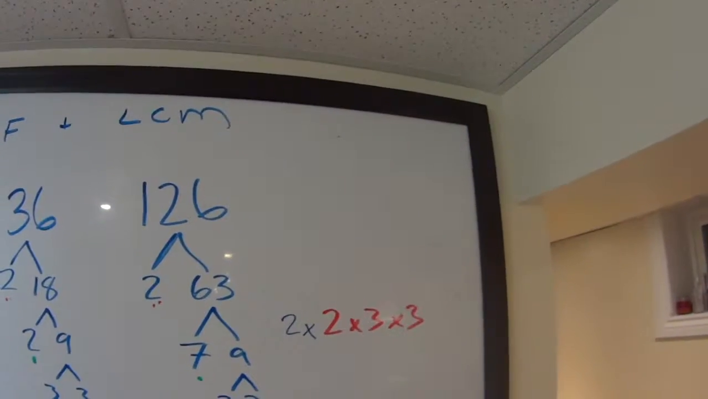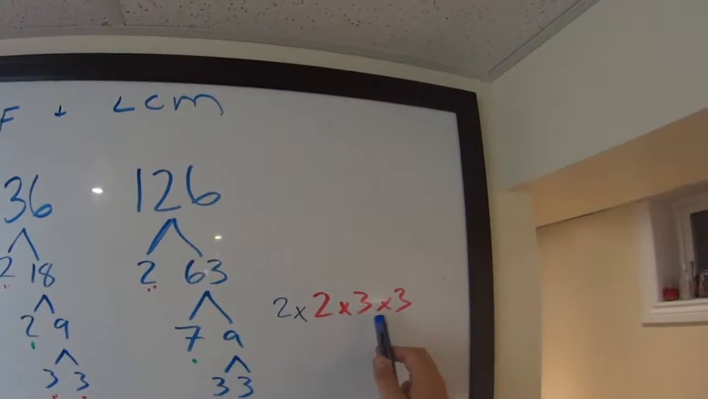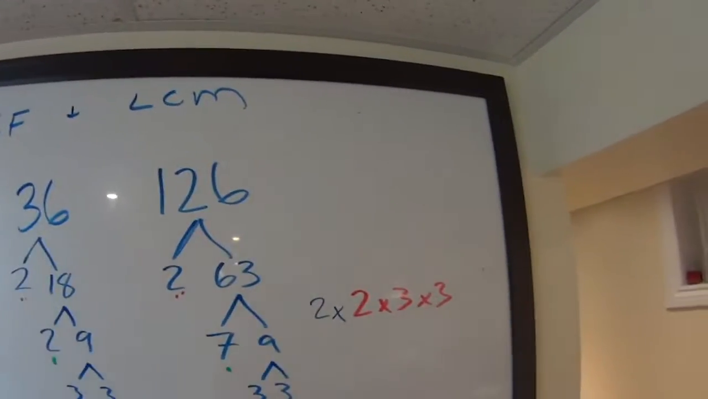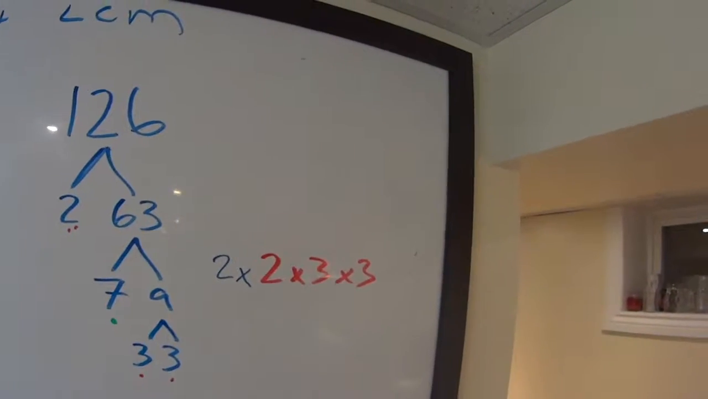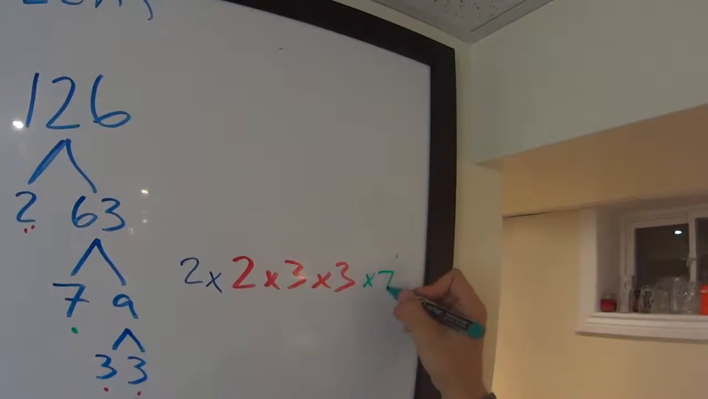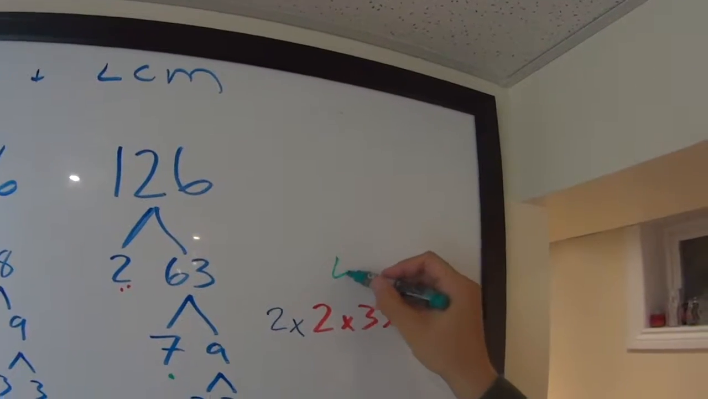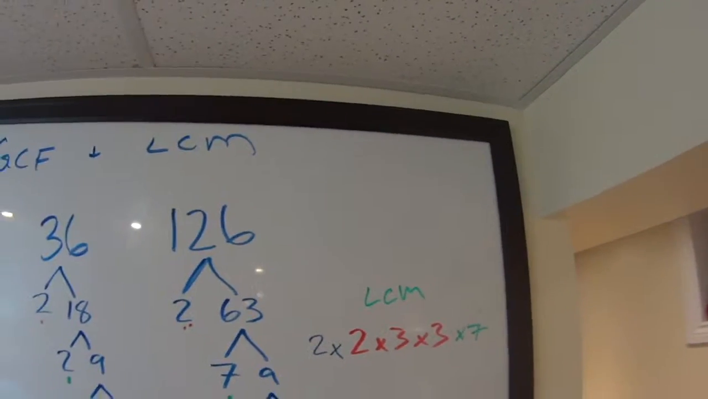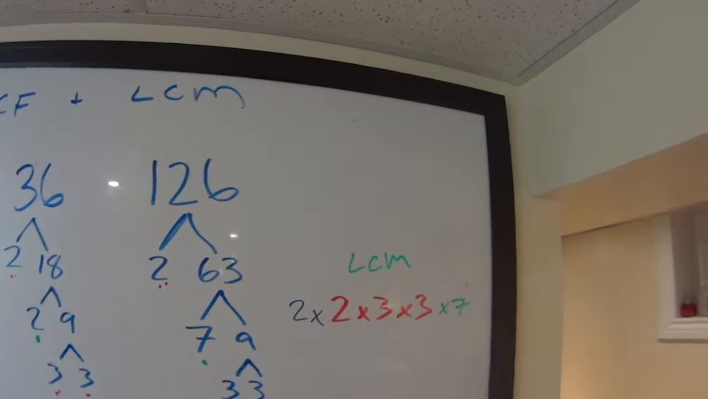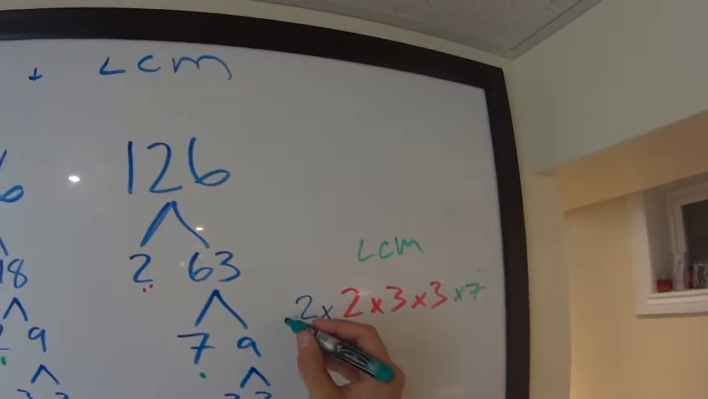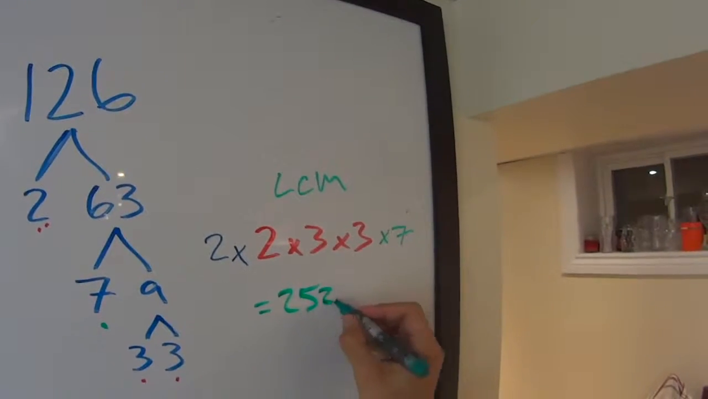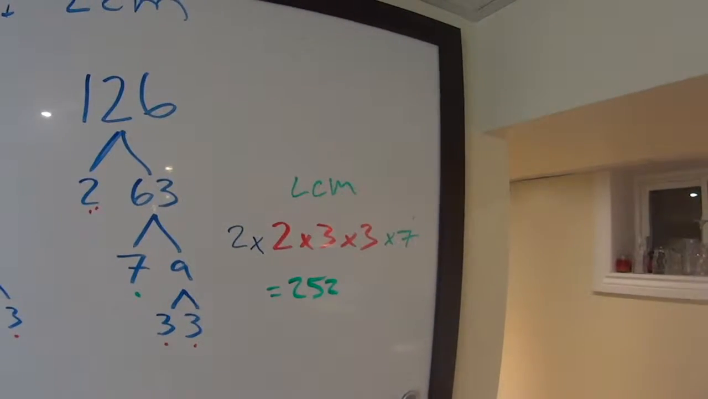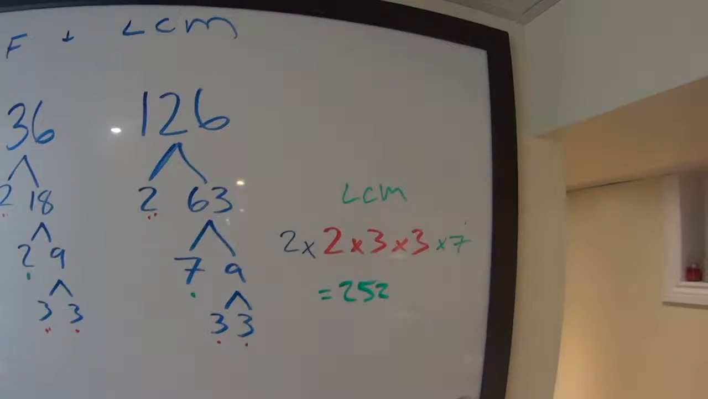On the 126 column, it's not 2 times 2 times 3 times 3, because we already know that's 36, so that's not the 126 factor. We are missing a 7. So add it to the end. And this is solving for LCM because we know the red is GCF. Same concept. We already did the math. Equals 252. Two ways of doing it. They're both the same.